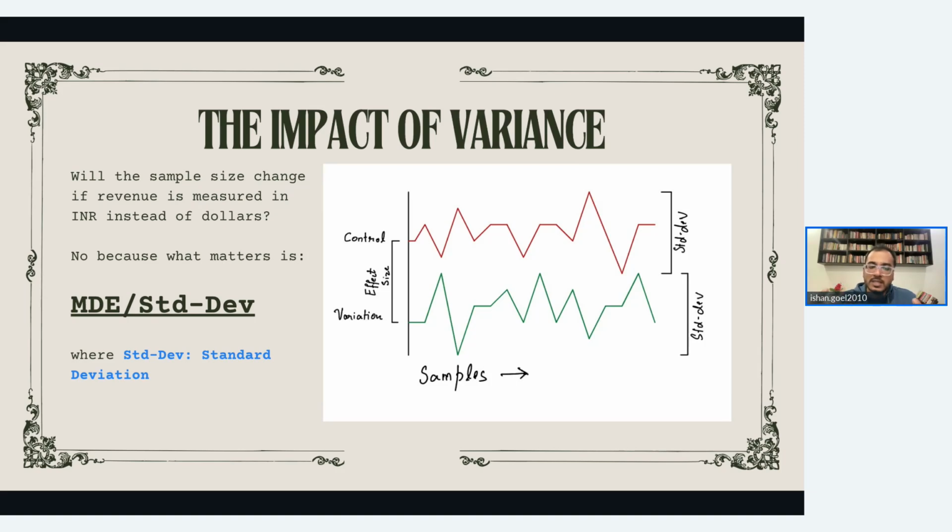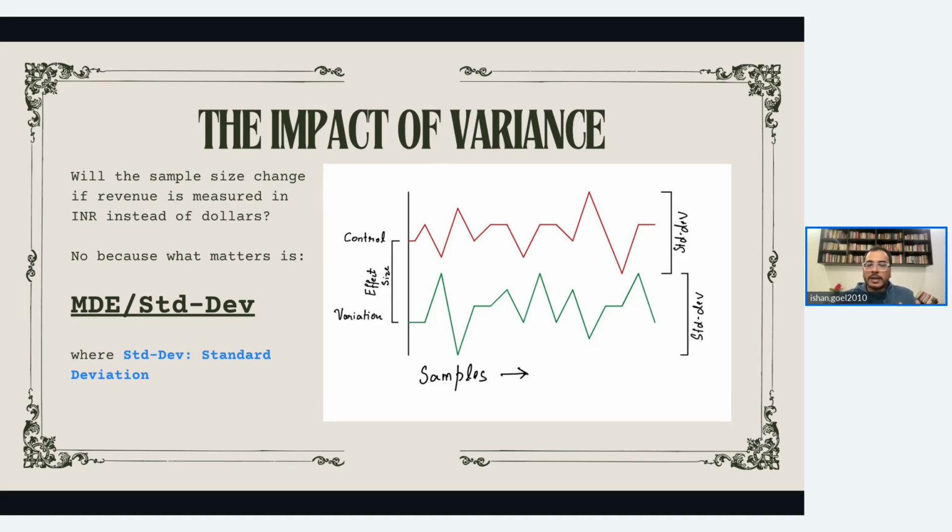And why that happens is because sample size is not decided by the minimum detectable effect alone. It is decided by the ratio of MDE divided by standard deviation. So when you move from dollars to INR, naturally the minimum effect that you are trying to detect in absolute terms changes, like if I'm trying to find a difference of 5,000 rupees, or say $100, the effect size changes, but so does the variance.